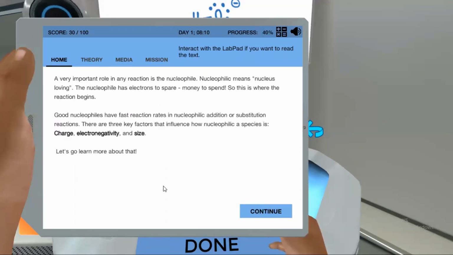A very important role in any reaction is the nucleophile. Nucleophilic means nucleus loving. The nucleophile has electrons to spare, money to spend. So this is where the reaction begins. Good nucleophiles have fast reaction rates in nucleophilic addition or substitution reactions. There are three key factors that influence how nucleophilic a species is: charge, electronegativity, and size. Let's go learn more about that.